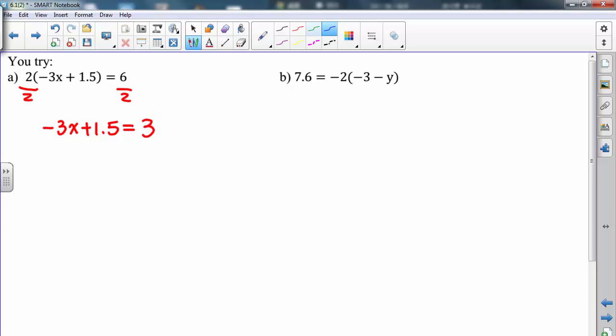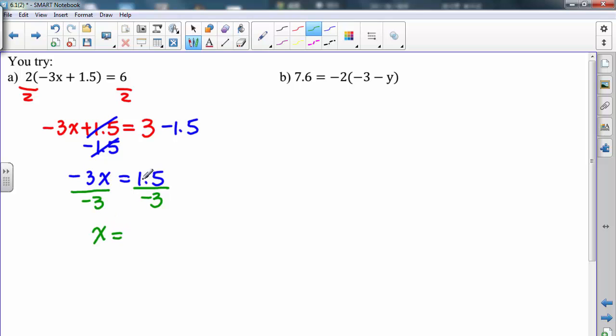Then I use the inverse operations to solve for x. I subtract 1.5 from both sides, and they got canceled out. So negative 3x equals 3 minus 1.5, which is 1.5. Then I divide both sides by negative 3. Negative 3 divided by negative 3 is 1. So 1x equals 1.5 divided by negative 3, which is negative 0.5.